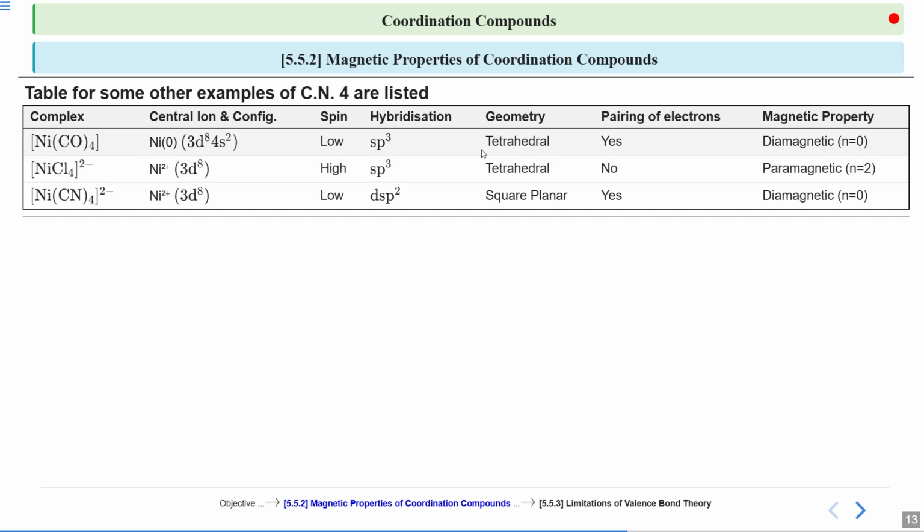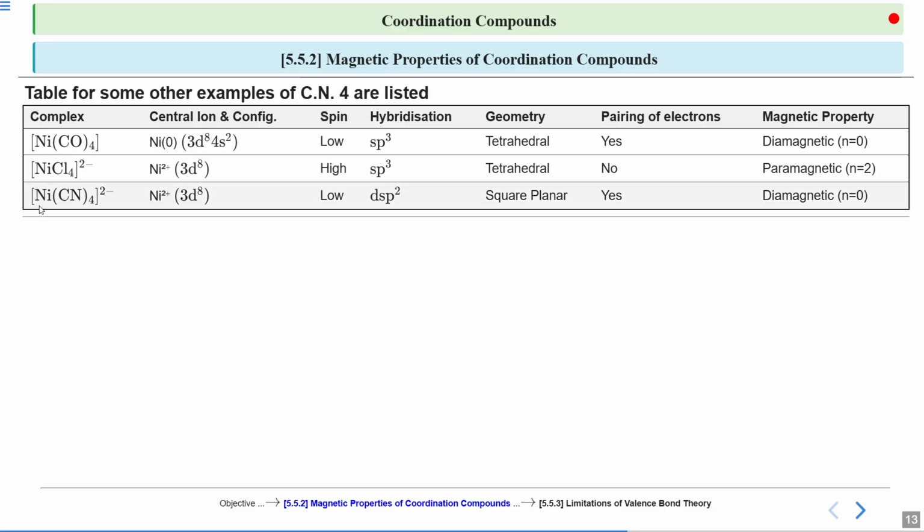Now, does pairing of electrons happen in this? No, it does not happen. Why? Because the chloride ion as a ligand is present in this complex, which is a weak field ligand according to the spectrochemical series. So it will not cause any pairing of electrons. That means unpaired electrons are present, and due to the presence of two unpaired electrons, the magnetic property it exhibits is paramagnetic in nature.